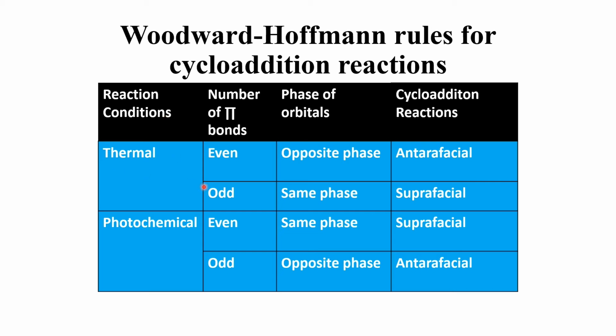This is the Woodward-Hoffmann rule for cycloaddition reactions. If it is a thermal condition, if the pi bonds are even, that is 2, 4, 6 pi bonds, then antarafacial will be there. Why? The phase will not be the same, so we need to do the 180 shift. Then antarafacial bond formation will be there. In odd, the phase will be the same, so we need suprafacial. Odd means suprafacial. That we need to keep in our mind. It is just the reverse for the photochemical reaction. If you remember the thermal conditions, the photochemical condition is just the reverse. If it is even, then suprafacial, odd is antarafacial.